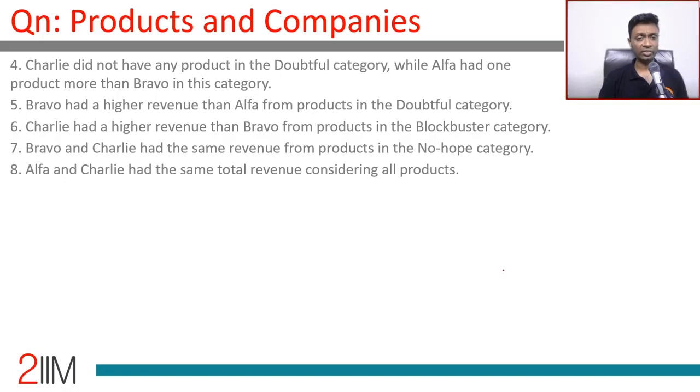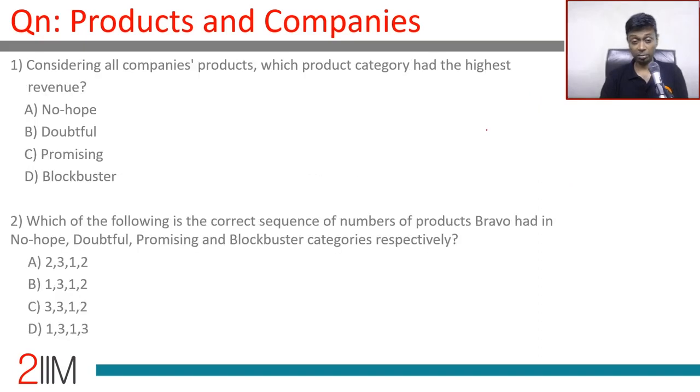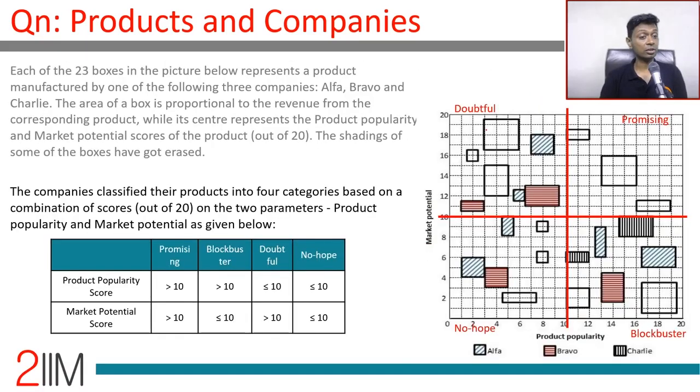Bravo had a higher revenue than Alpha from products in the doubtful category. Charlie had higher revenue than Bravo from products. Bravo and Charlie had the same revenue in the no hope category. Alpha and Charlie had the same total revenue considering all products. And if you notice, these 4 talk about revenue. The first 4 talk about number of products in each category. And so let's do the number of products, simplify that, and then we'll go on to the rest.